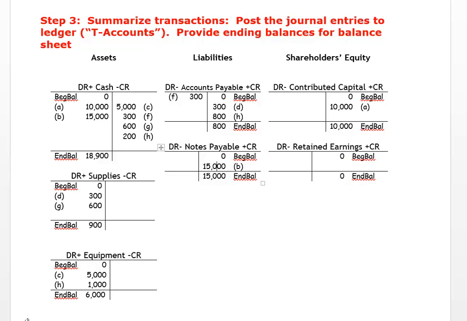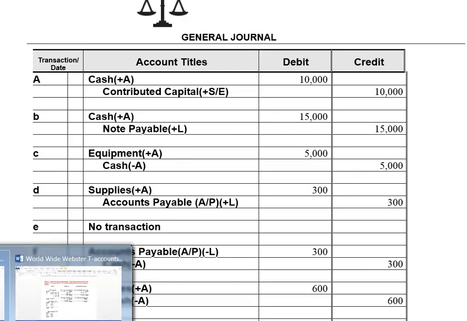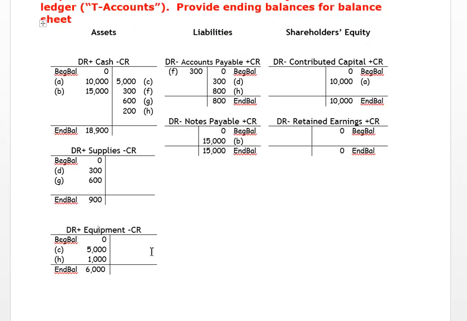Right? Now let's go to transaction C. In C, we bought equipment for cash, $5,000. So let's see how the T accounts can be summarized here. Well, again, we now have an asset, equipment.